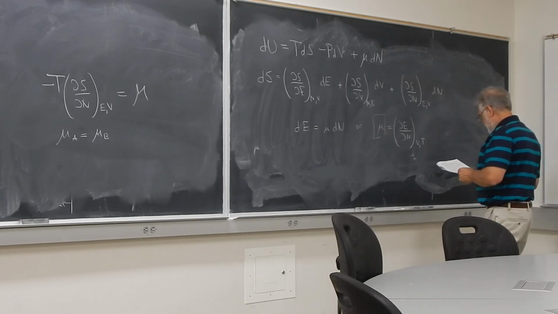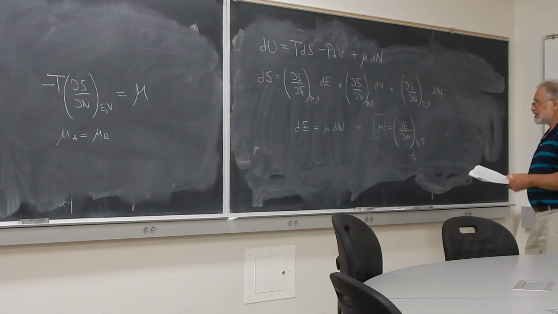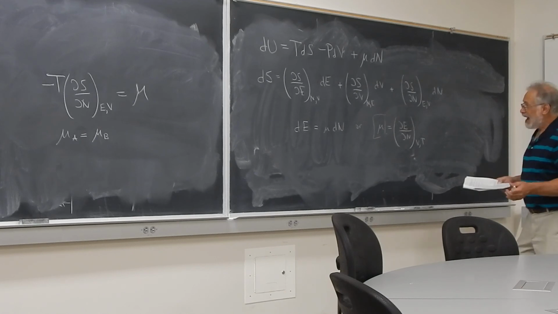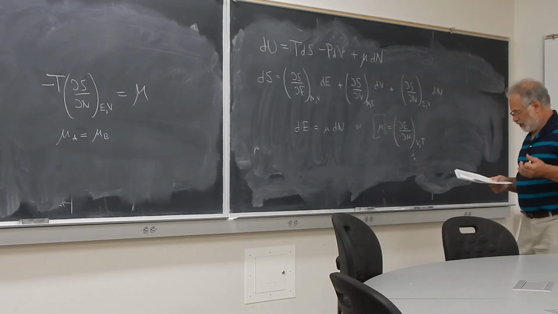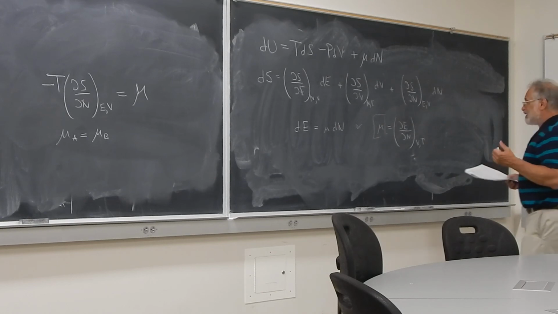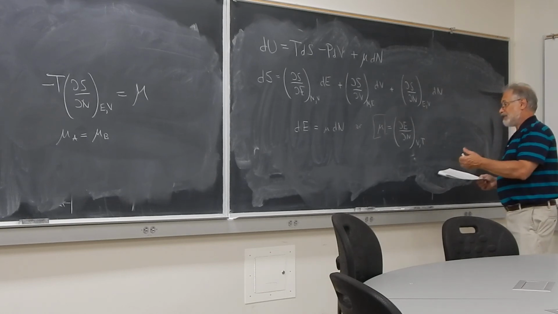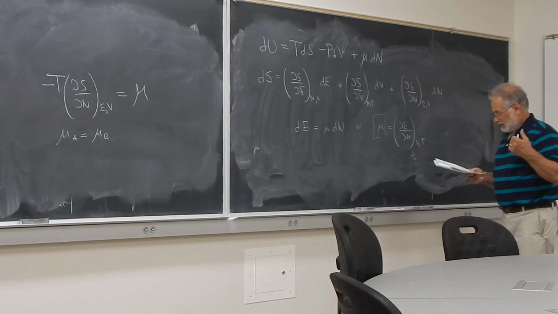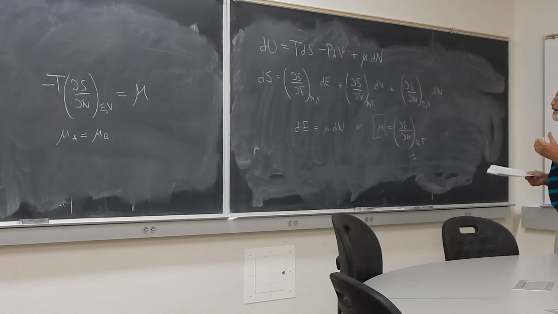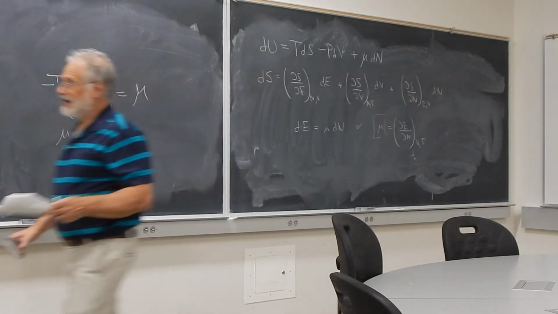It also tells us the amount that a system's energy changes if a particle is either added or taken away from the system. So if the entropy and volume remain fixed, you have to either remove some energy to add a particle, if the chemical potential is negative, or add some energy to add a particle if the chemical potential is positive. Let's do an example of this. Let's go back to our old friend, the Einstein solid.